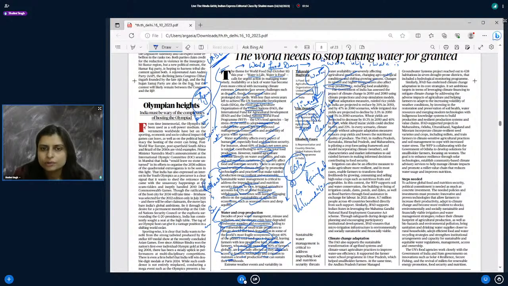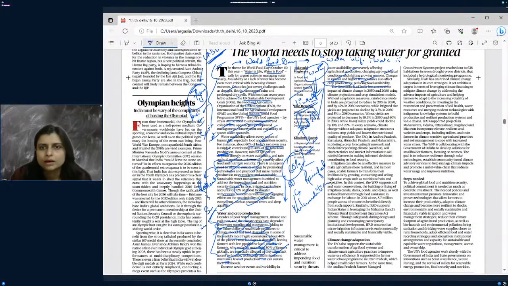Now, the reason for crop productivity is because maximum crops are demanding what? Rain-fed areas. Now, this shall reduce your food availability. The government of India has assessed the impact of climate change in 2050 and 2080 using climate projections and crop simulation models. Now, without adaptation measures, rain-fed rice yields in India are projected to reduce by 20%.